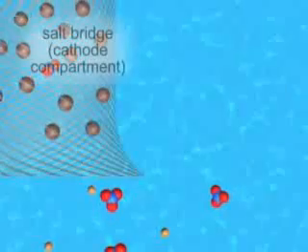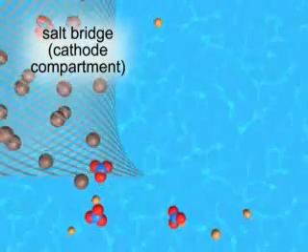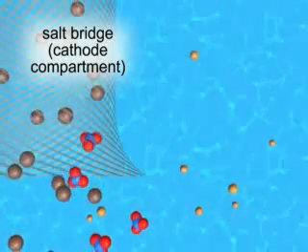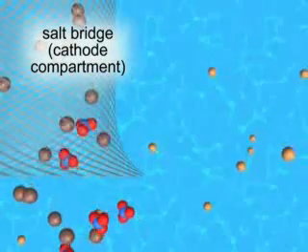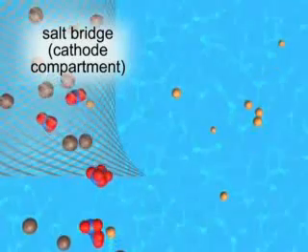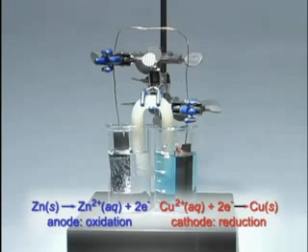In the cathode compartment, sodium ions leave the salt bridge and nitrate ions enter it to balance the loss of positive charge as copper 2 ions leave the solution and are reduced at the cathode. Thus, charge flows continually as the cell operates.